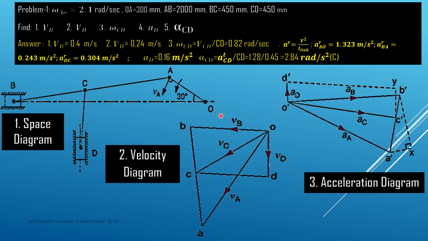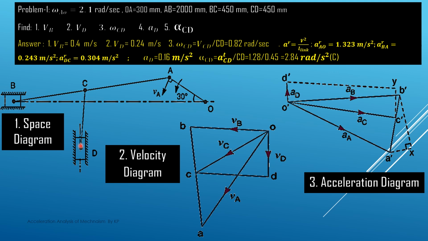The length OA is given to us, that is 300, and this AB length is given as 2000 mm. This BC is given, the location of this C point is given as 450, and this CD, the location of this D point, is given as 450 mm to us. So with this dimension information and with the angle, we can draw the space diagram first of all.